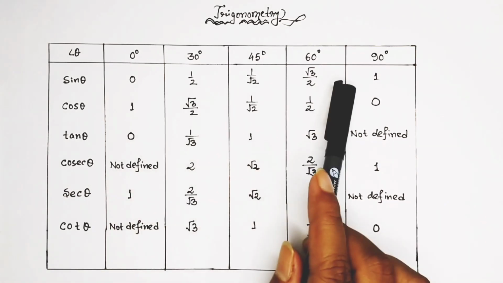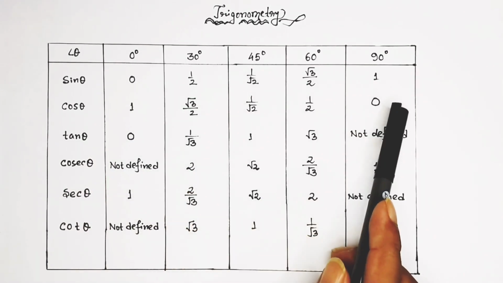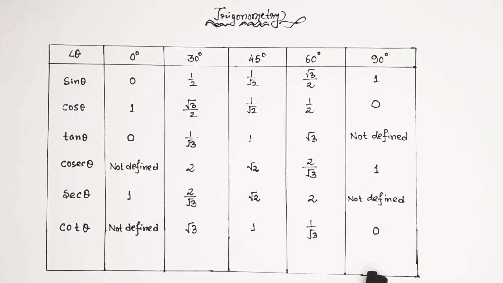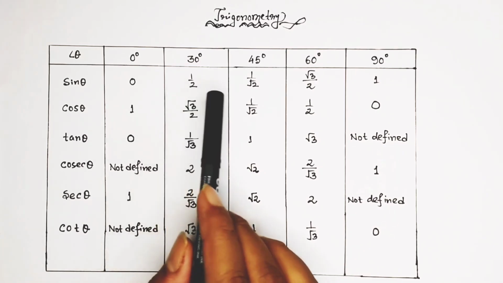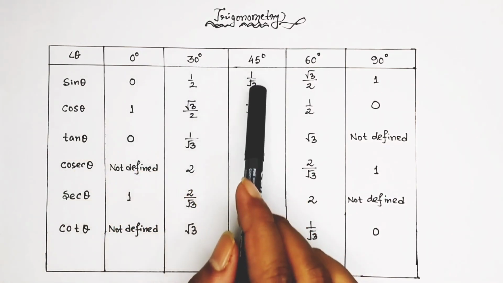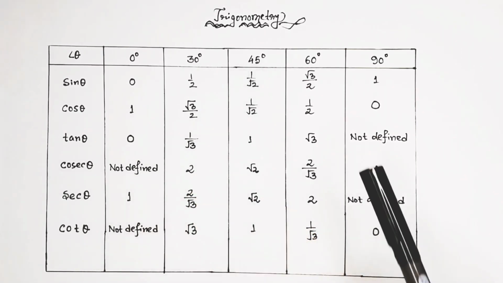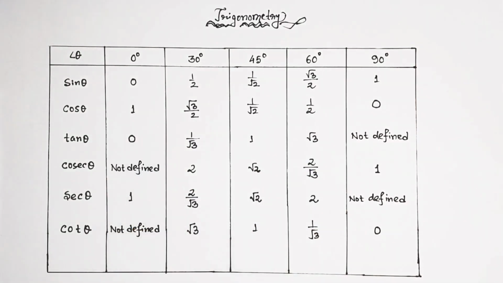In this chart, we can see the trigonometric ratios for some standard angles. This chart is given in almost all mathematics books. But where does it come from? Where do these values come from? Sine 0 is 0, sine 30 is half, sine 45 is 1 by root 2. Where do these values come from? That I will discuss in this video.